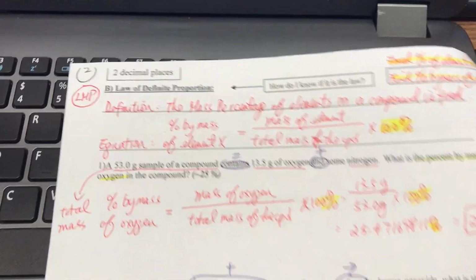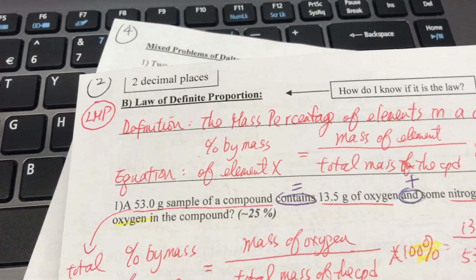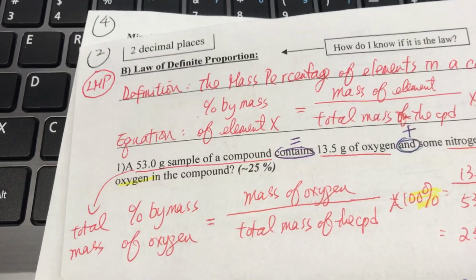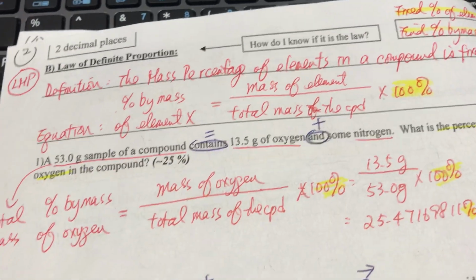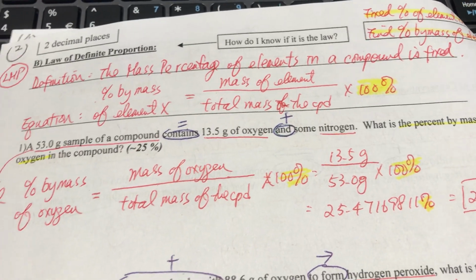Now here I'm going to talk about the diatomic atomic law worksheet. H2 is the law of definite proportion. So LDP is the abbreviation. Now the definition is the mass percentage of elements in a compound is fixed.